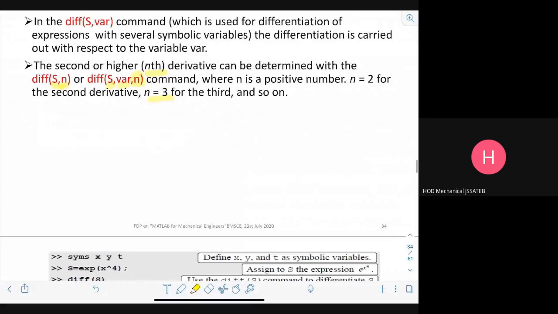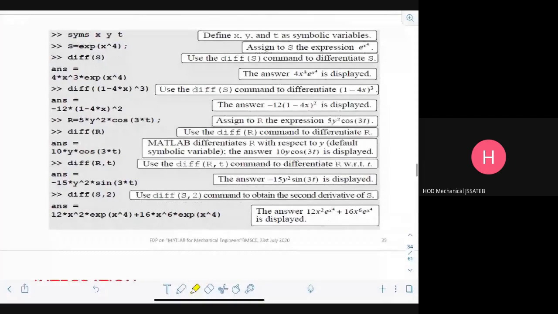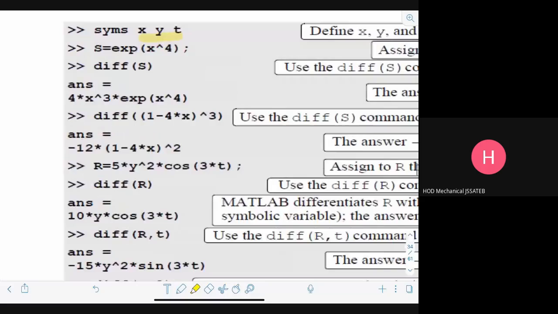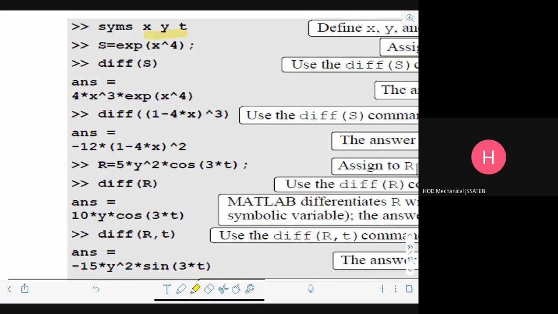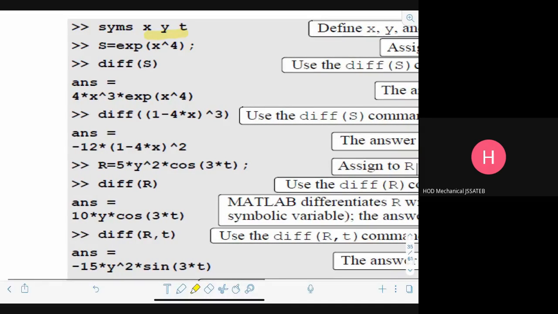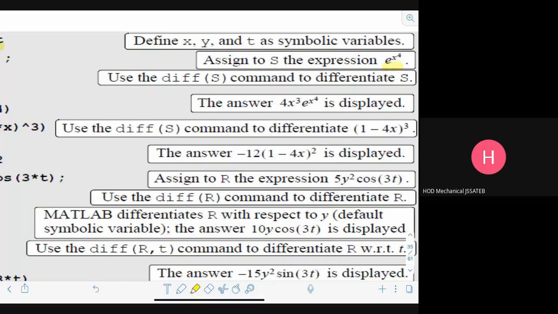So I've just taken these snapshots from the book by Amos Gilat. Try to understand this, and you can also type it if you are interested. See, he defines x and y and t as syms, x and y and t as symbolic variables, and now he defines an expression s is equal to exponential of x to the power of 4. That is this one. See this term, e to the power of x to the power of 4.